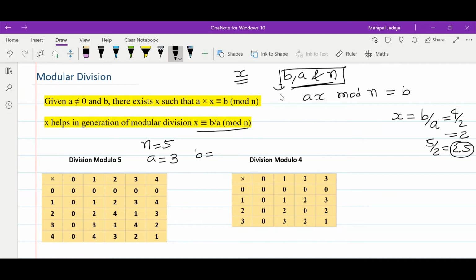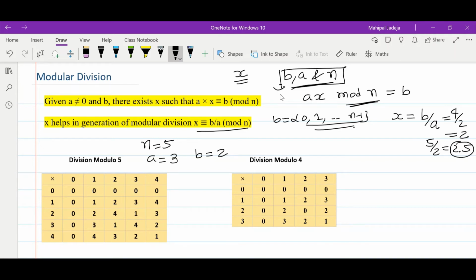The remainder can be anything from 0 to 4. So in general we can say that the range of b is from 0 to n minus 1, because if we perform mod n, the answer can be at most n minus 1, right? So this is the range for b. In our case the answer can be 0 to 4, right? So let me pick one value. Let's say the answer is 2.